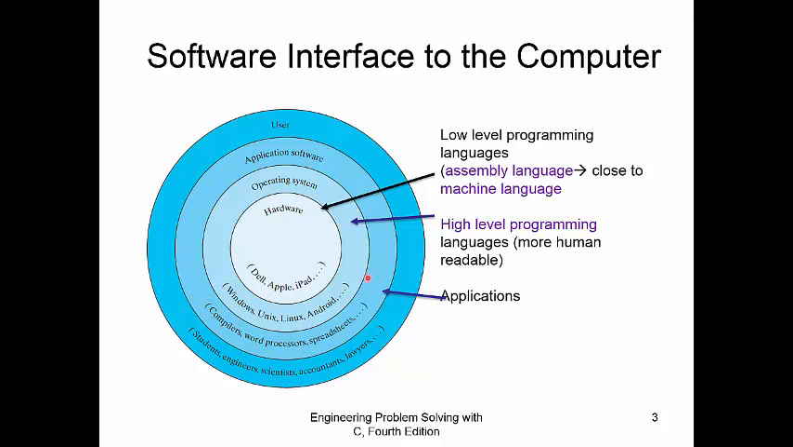Then we have our applications. Applications are not programming languages. They are like your Word or your Excel spreadsheet. A compiler is also an application. You use a compiler to convert your source code into machine language. And then the last layer, of course, is the human user out here.